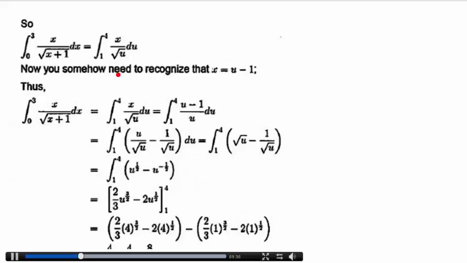So once we got our limits of integration from 1 to 4, our limits of integration is 1 to 4. Now we get that part.